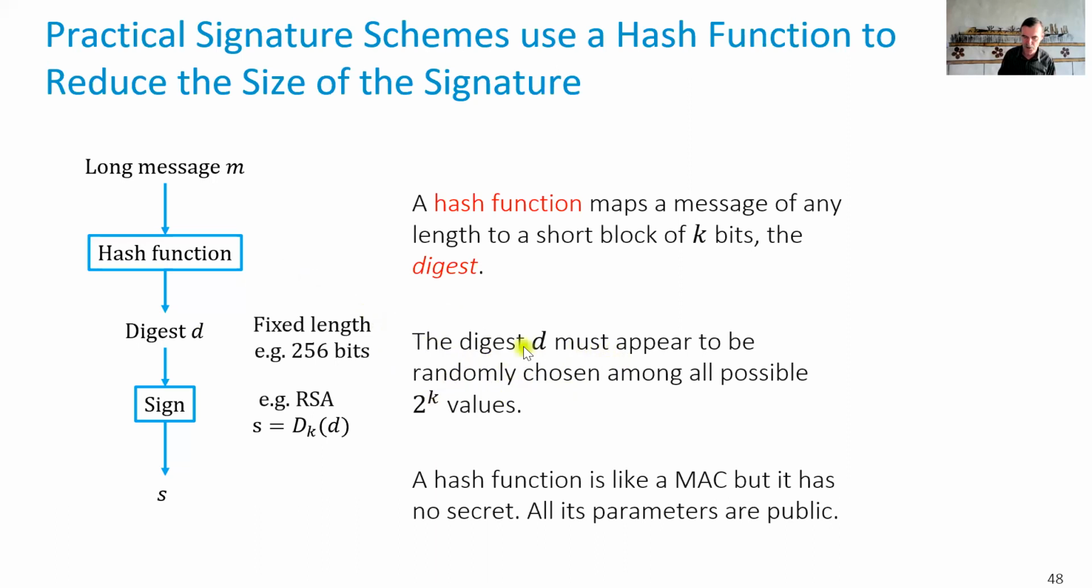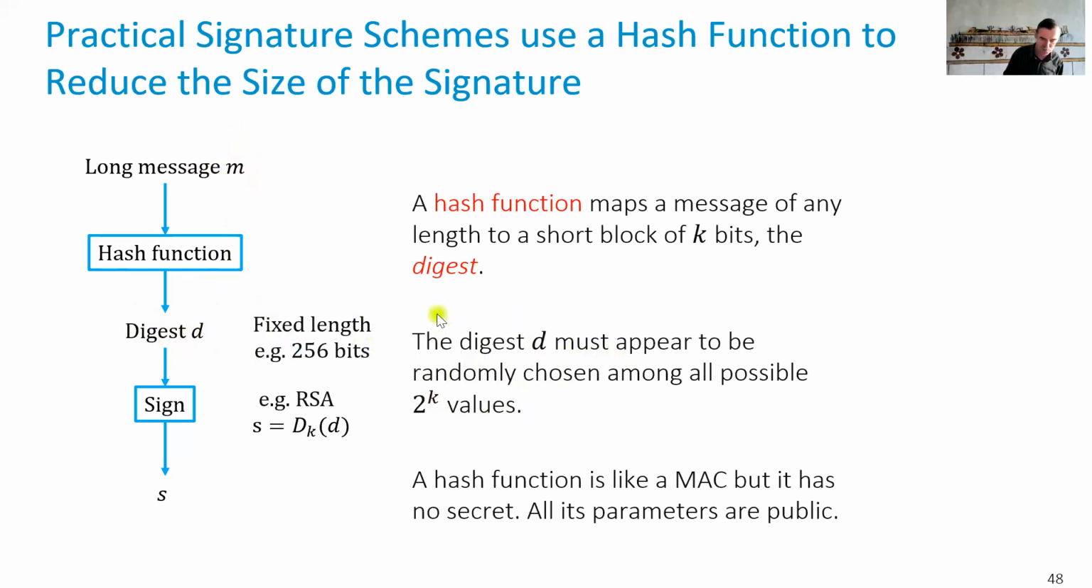And the crux is that the hash function is such that the digest appears to be randomly chosen among all possible values. If you change one single bit in the message here, that will completely change the digest in a way that, at least in theory, should appear to be completely unpredictable. In particular, if you see two messages, M and M prime, and you see the digest of the first message, then it's impossible to infer what the digest of the second message is.